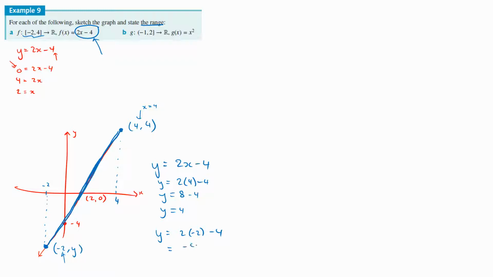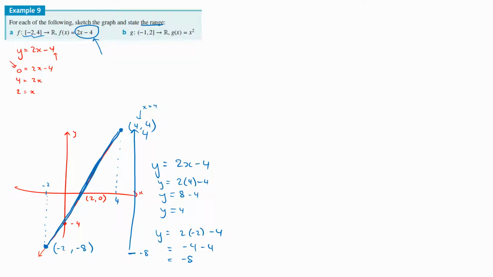And that gives me what? -4 minus 4, -8. Okay, so that tells me now, I know this coordinate here is (-2, -8). So looking at that, I now know the range has to be from -8, which is on the bottom, all the way up to 4.